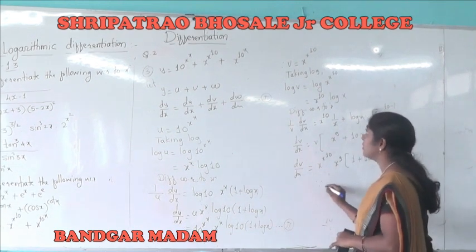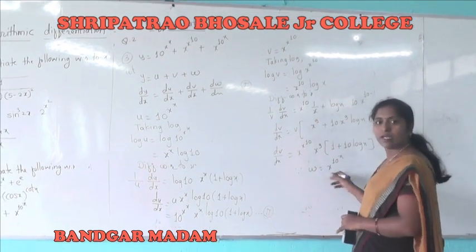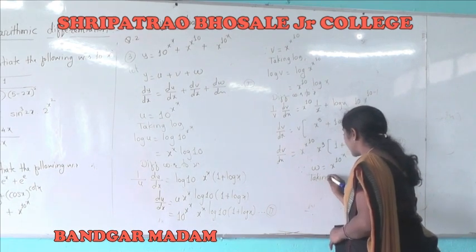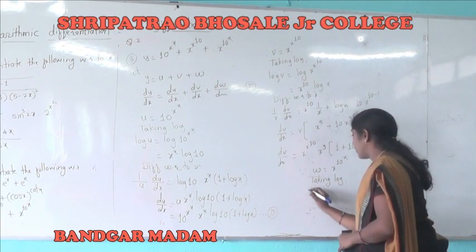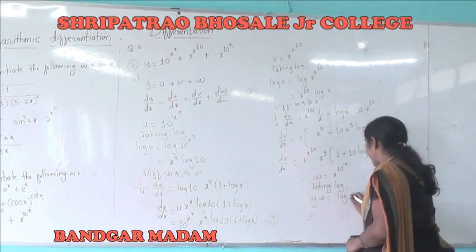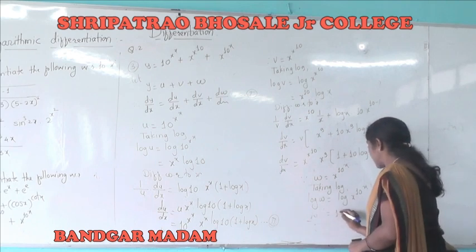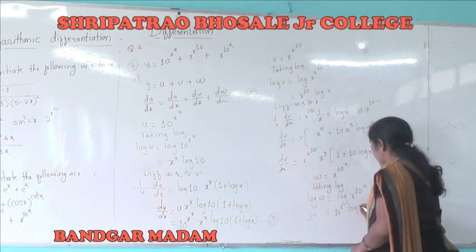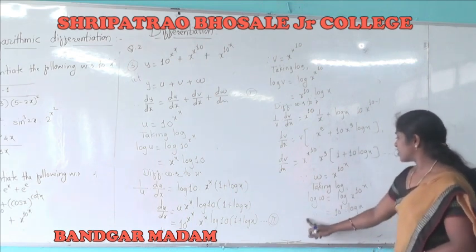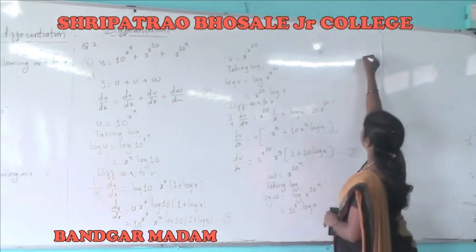Now the last form, w is x raised to 10 raised to x. Now again taking log on both sides, we get log w is equal to log of x raised to 10 raised to x, which is 10 raised to x into log x. The power will be the coefficient. Now we will differentiate log w with respect to x.